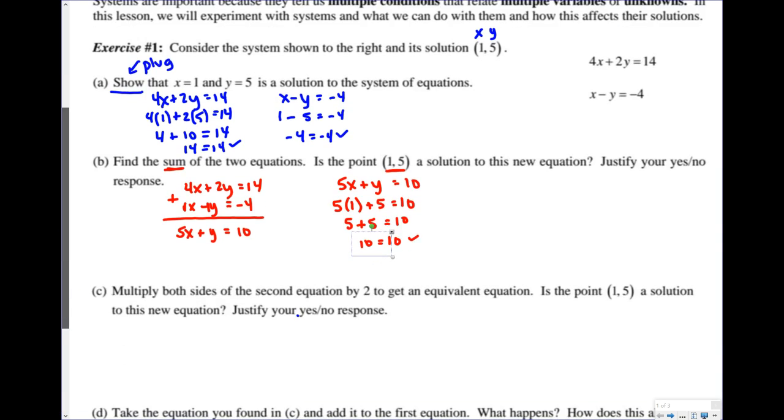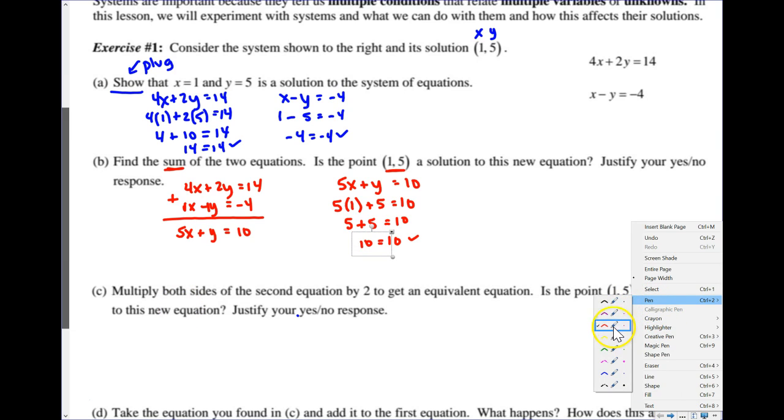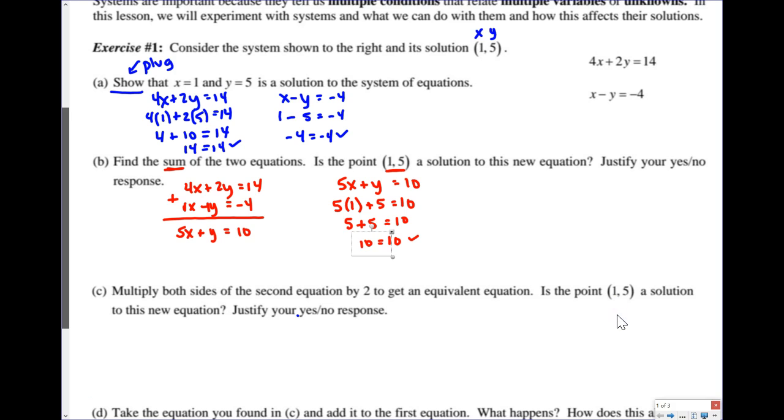Okay, letter C now says multiply both sides of the second equation by 2. So we're taking a little step further and seeing how multiplying works with equality. Multiply both sides of the second equation by 2. So here's my second equation, I'm marking it with purple: x minus y equals negative 4. When I multiply this side by 2, remember you're multiplying the whole side by 2, so that has to go in parentheses, so you distribute it. So you get 2x minus 2y equals negative 8.